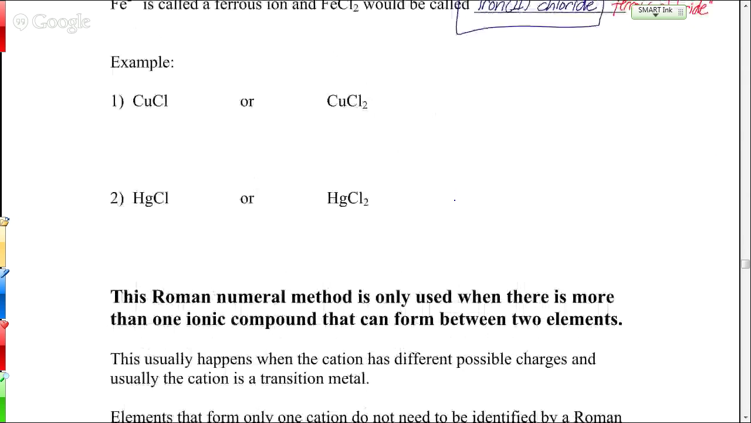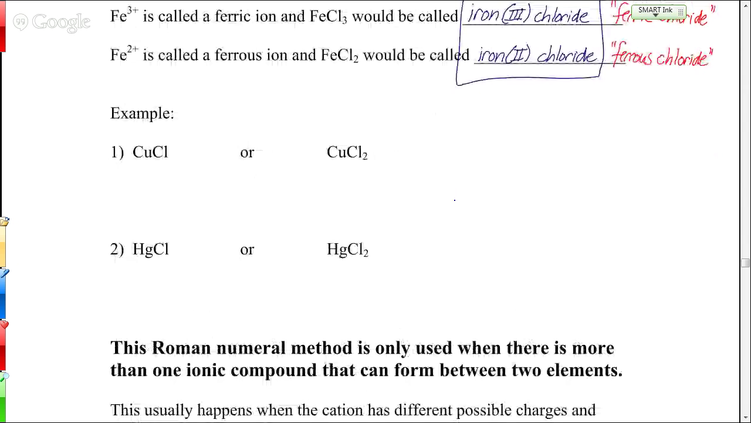Let's see if we can name these using that convention then. What would you call CuCl? Copper chloride, but we have to be a little bit more specific. Because copper's in the middle, it can have multiple different charges. So what's a better way to name that? Copper(I) chloride, right. Copper(I) chloride. What about CuCl2? Copper(II) chloride. What about HgCl?